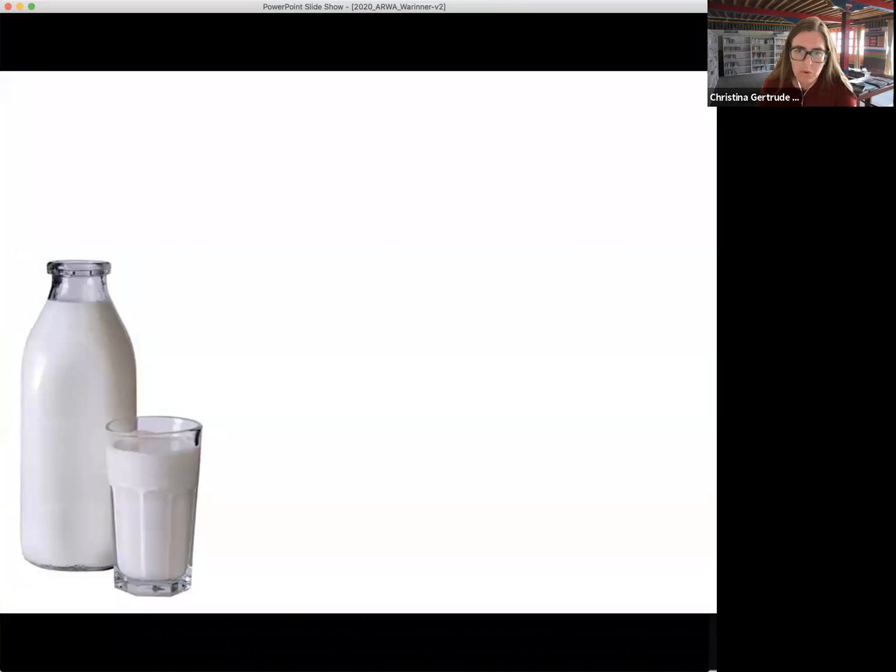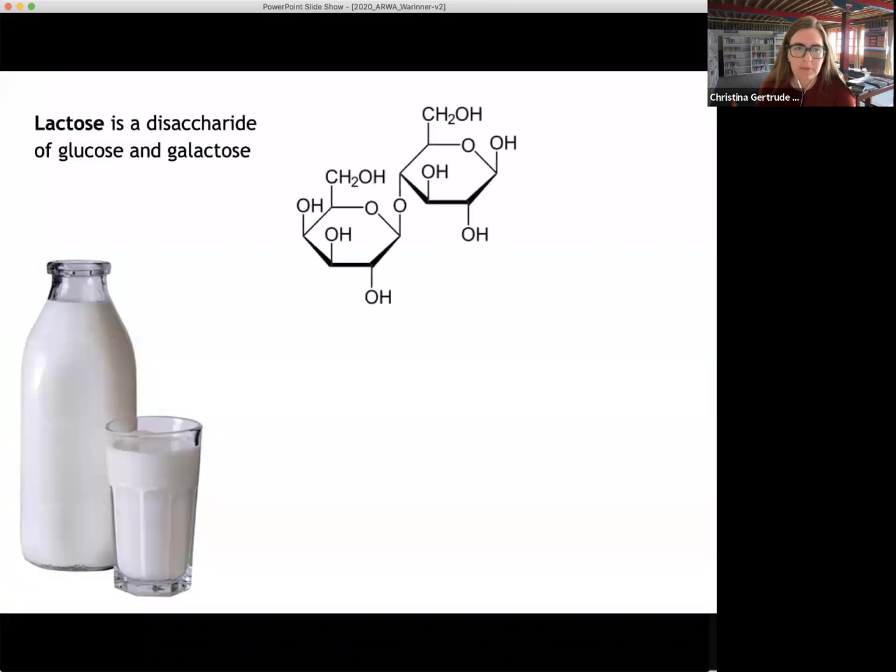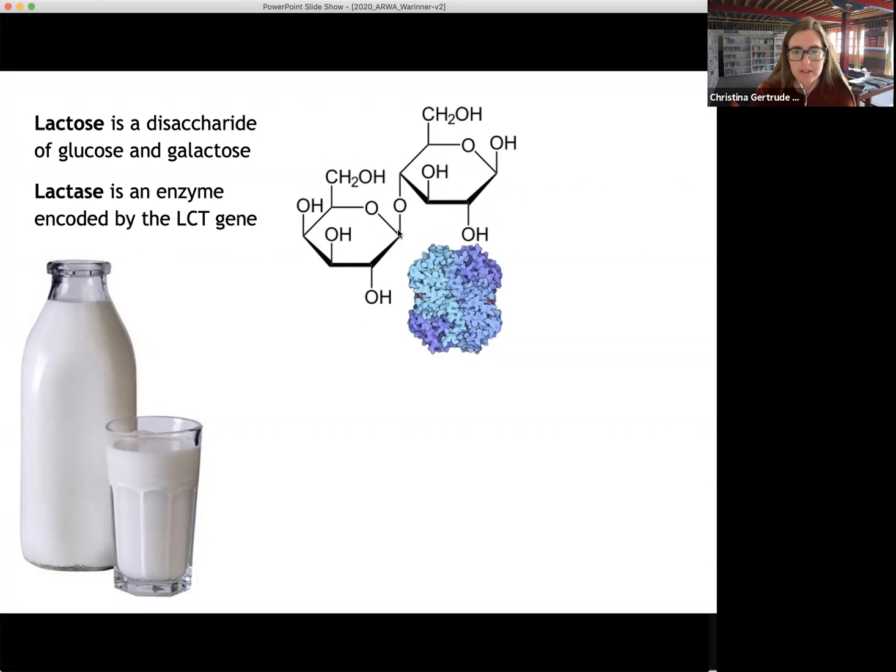And so, why is this? Why do we see these different patterns? Well, one of the reasons why other mammals don't continue to drink milk is because they lose the ability to digest the lactose in milk. Lactose is a type of sugar. It's called a disaccharide, which means it's composed of two sugars, one of glucose and one of galactose. And it's connected by a beta-glycosidic bond, which we'll talk about in a minute.